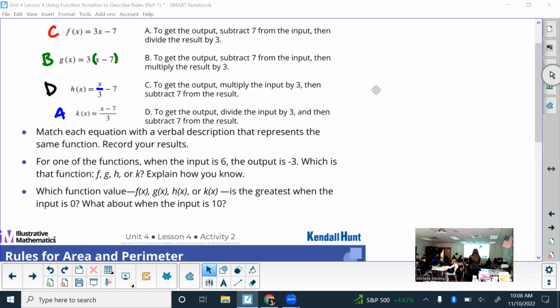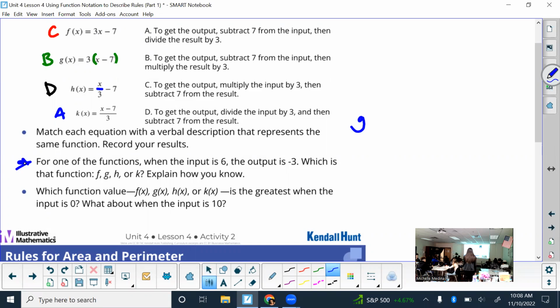So which one is it where when the input is 6, the output is -3? Okay, I have 1 vote for G. Anyone think it's something different so that we could compare those two and you can find the mistake? Don't be shy. We're on this bullet point. So everyone got the same answer then? Okay, I heard H, I heard F.